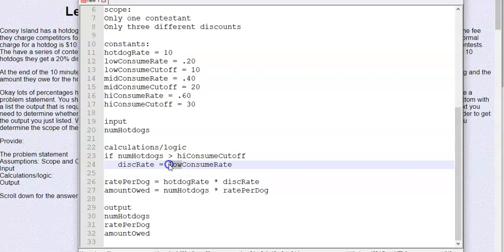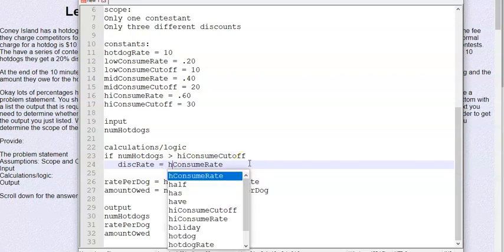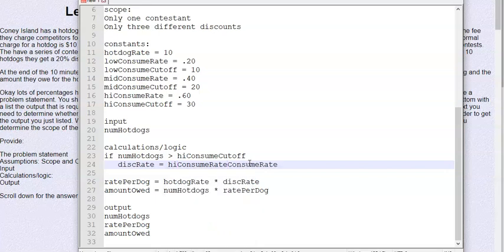So this is not going to be the high consume rate, low consume rate. This is going to be the high consume rate. Make sure that we got everything right. And let's get rid of this. And then we just work our way down now that we know that we started with the highest one.